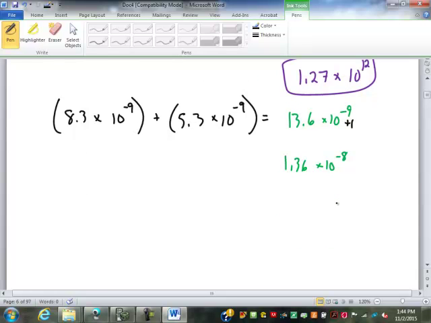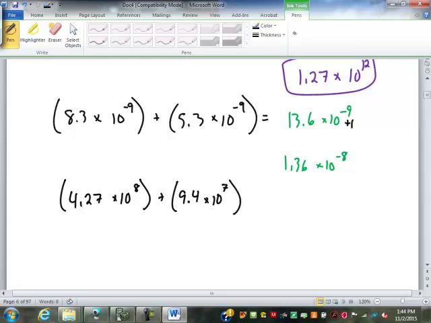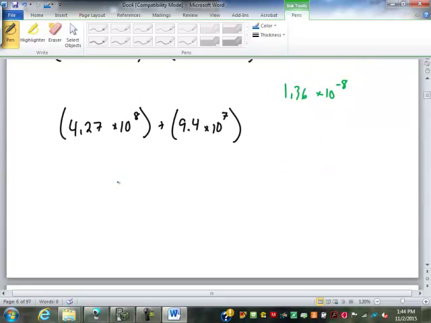Now, what if we don't have the same power of 10? What if we have something like this? 4.27 times 10 to the 8 plus 9.4 times 10 to the 7th. Well, just like any other form of number, like fractions or whatever, we can sometimes change the name so that we can still add them. Usually I change them to the higher power. So this stays 10 to the 8th.